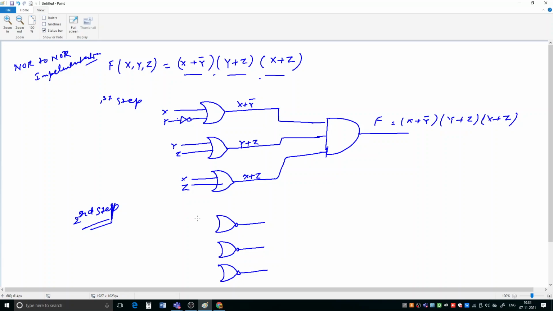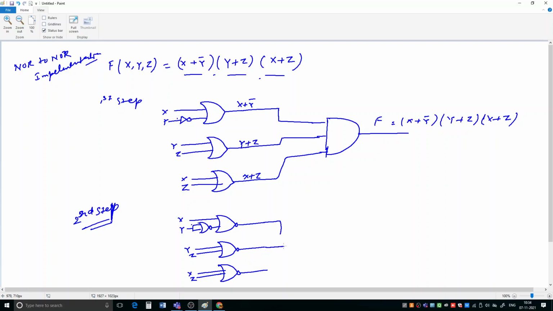Okay. Now here we have to pass one input as x and another input as y naught. So y naught, the NOT gate you have to make as a NOR gate. So how to do it? Like this only you can make it as a NOR gate. Now here simply we have to pass y and z, no problem. Here we have to pass x and z.